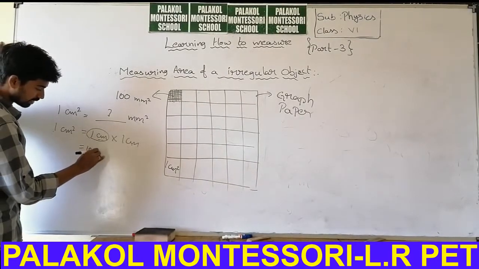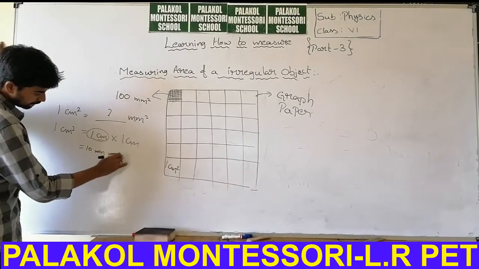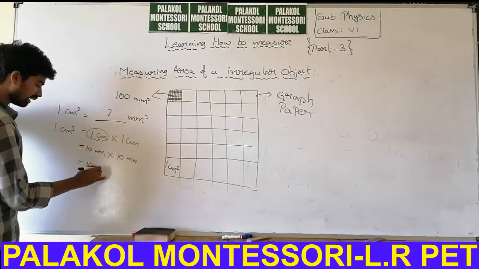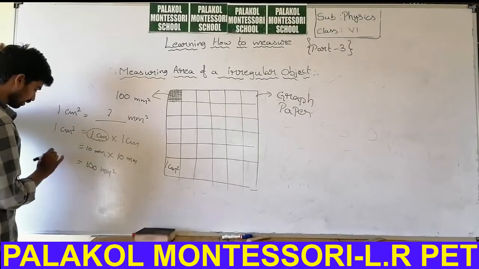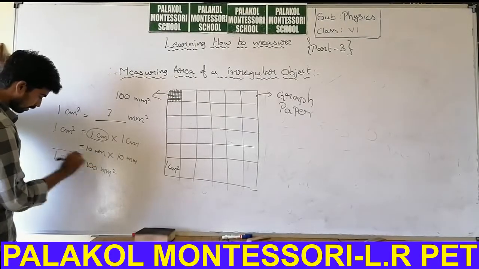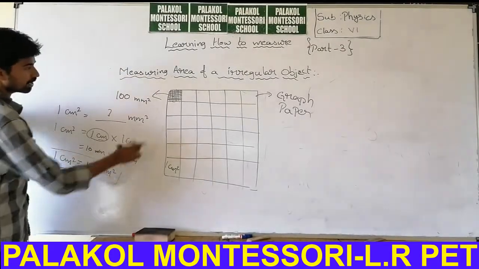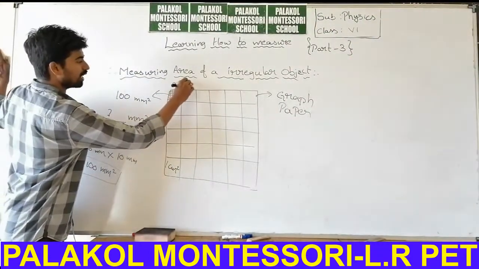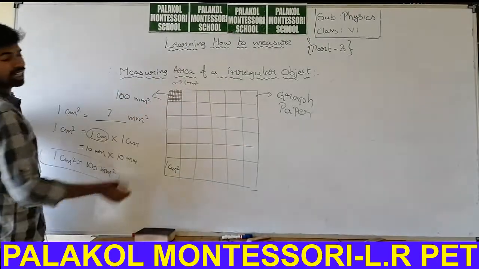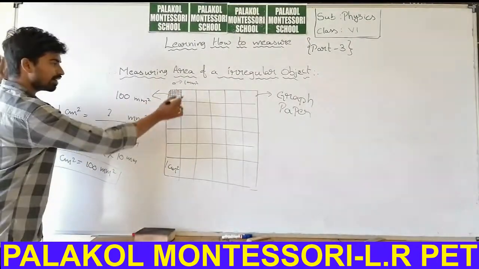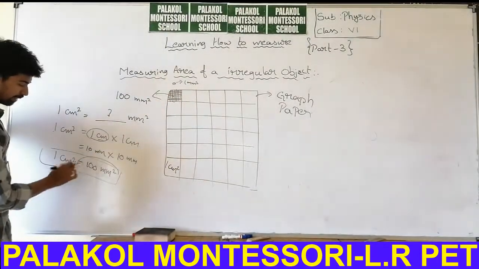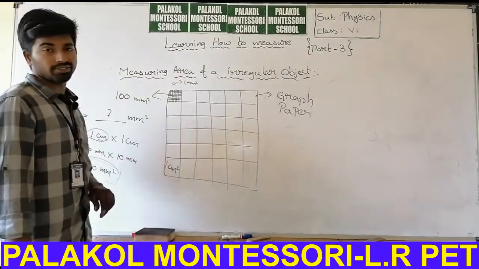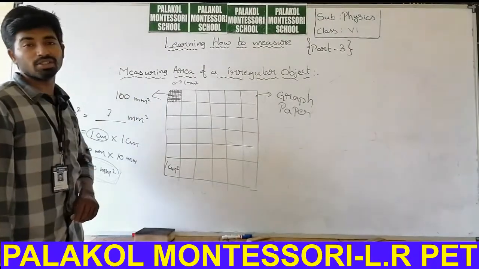10 millimeters into, again 1 centimeter is equal to 10 millimeters, 10 into 10 is 100 millimeter square. 1 centimeter square is equal to 100 millimeter square. So here you can find a small box of area 1 millimeter square. How many boxes will be there? So in a 1 centimeter square box, 100 millimeter square boxes will be there.